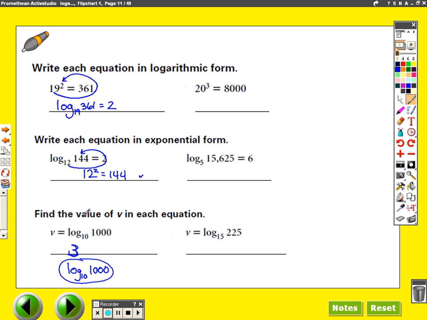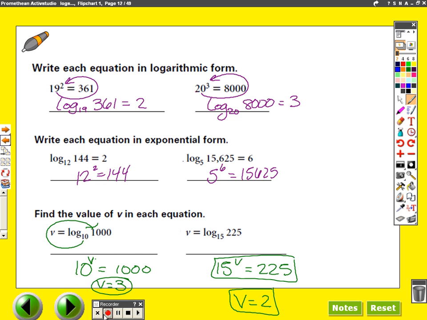Okay? Alright, so I want you to try these 3 over here. Go ahead and hit pause right now, because I'm going to put the answers up in a second. Hit pause, try those 3. So here are your answers. Right? Log base 20 of 8000 equals 3. Base of 5. Log base 5 to the 6th power equals this. And here we have 15 to the v power equals that. 15 to what power gives me 252? Well, I can figure out that I just have to square it. Alright, let's try some more.